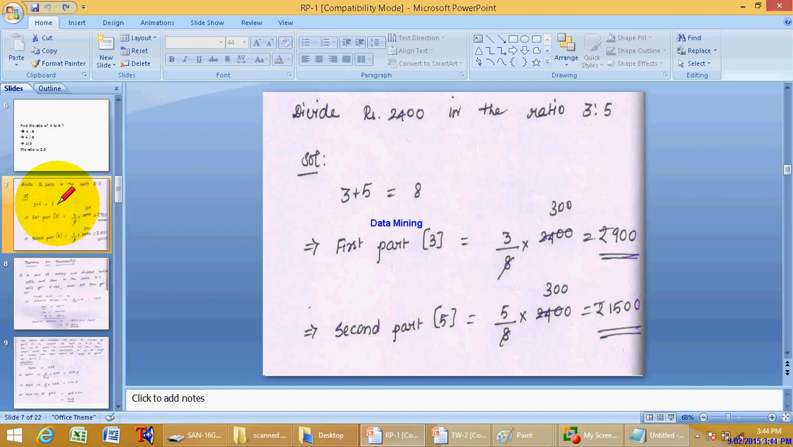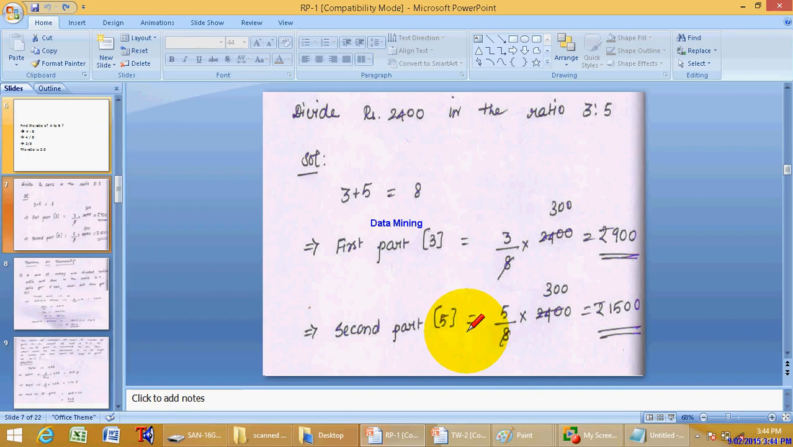This is the logic over here. So with this, we proceed with the problem. The first part is 3, that is, out of 8 parts, the first 3 parts are given. That is why I have given here 3 by 8. Can you note this? This is 3 by 8 into the total amount. So this total amount is divided into 8 parts. Out of 8 parts, 3 parts are given to the first person. So if we calculate this by cancelling it, we will get the answer as 900. This is how you can calculate the share of the first person.